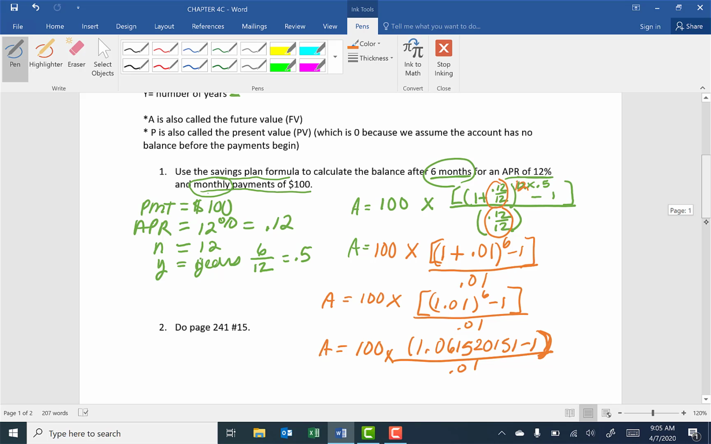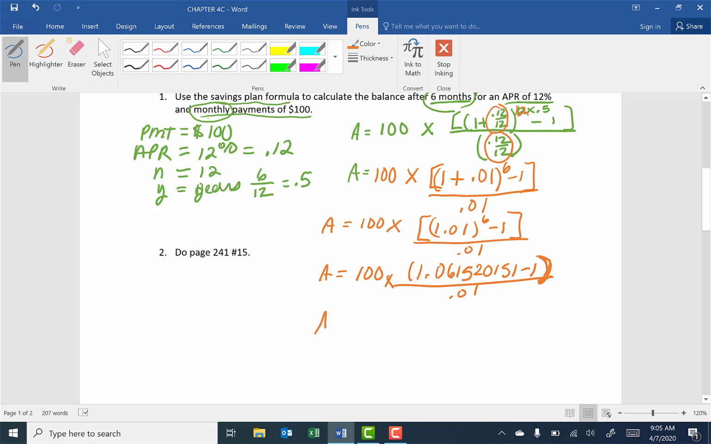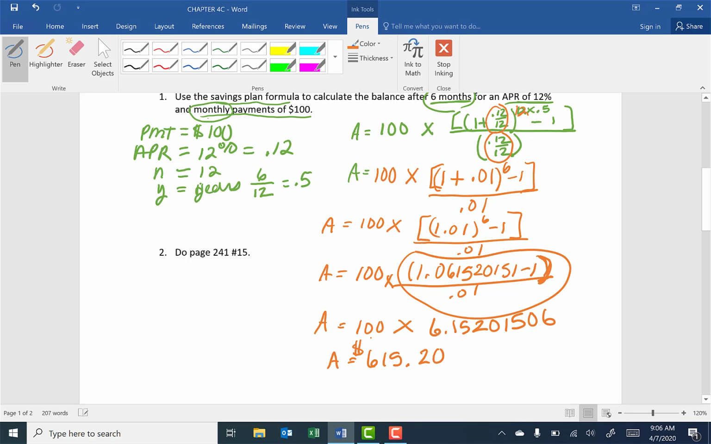So now A equals 100 times, again, we're still working on this part of the problem. So take that amount minus the 1 and then divide by the 0.01, and you're going to get 6.15201506. Times 100 will give you A equals $615.20, round to the nearest hundredth because we're dealing with money.